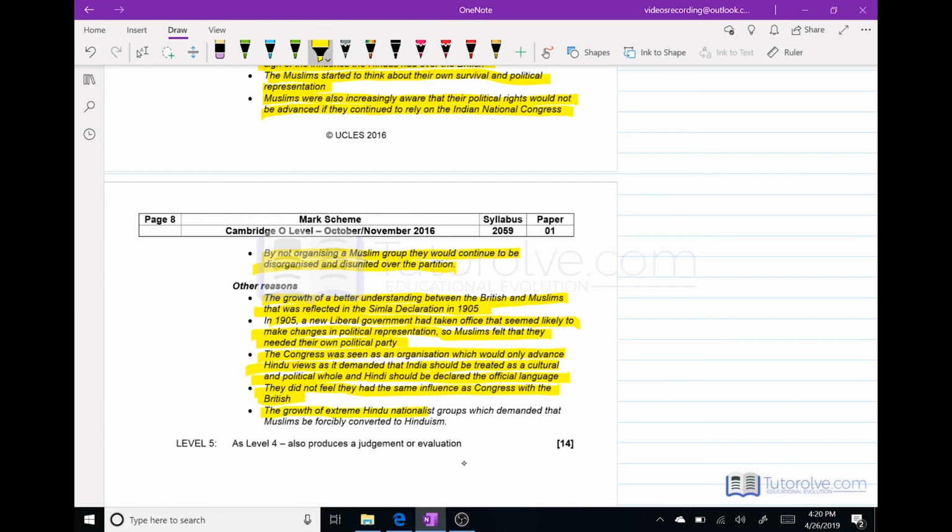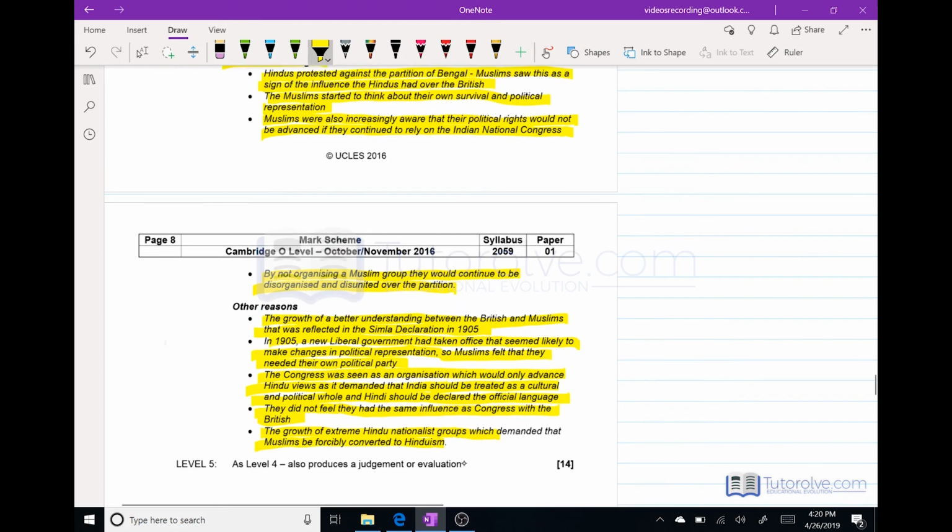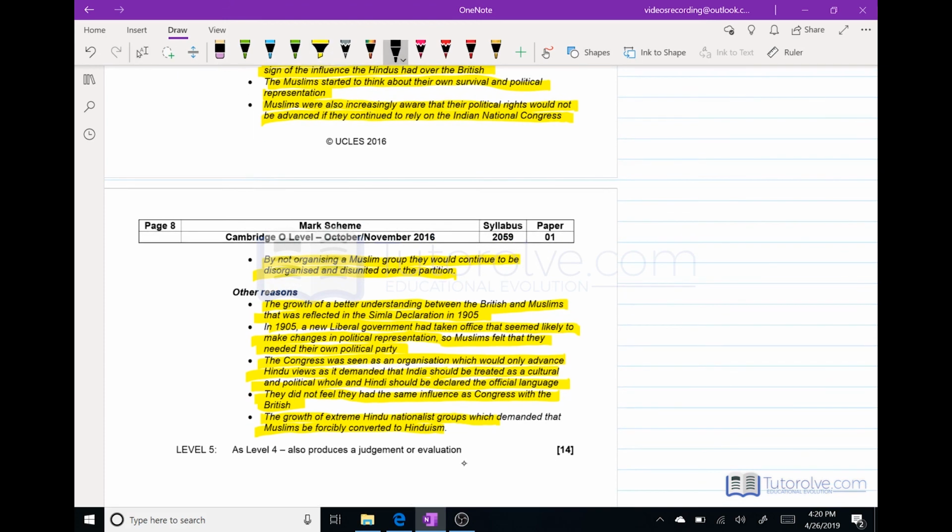The growth of extreme Hindu nationalist groups within the Congress, which demanded that Muslims be forcibly converted to Hinduism, was another scary aspect which the Muslims needed to fight. So all of these things, and especially at the end, evaluating the whole reason, will give you the full marks.